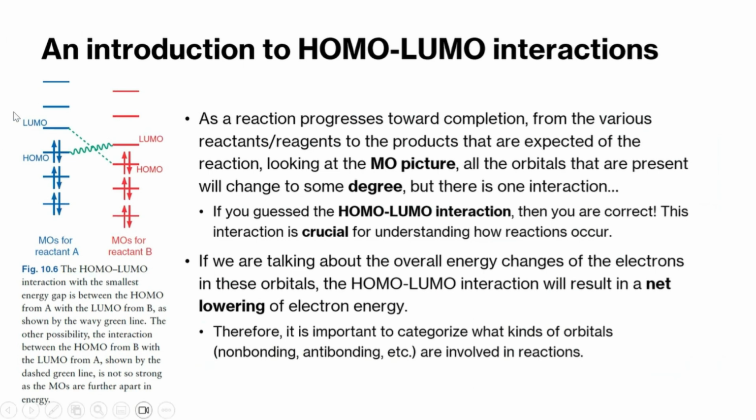You can see in this image right here, this is taken from the book, it states that because there are two LUMOs and two HOMOs with two reactants, the HOMO-LUMO interaction that's most likely to happen will happen with the HOMO-LUMO gap being the smallest, as you can see right there. So the HOMO and LUMO that are connected with this wavy line will be more likely to interact than the HOMO and LUMO that are connected with this dashed line, because the energy gap is lower.